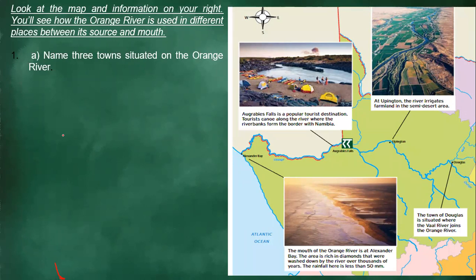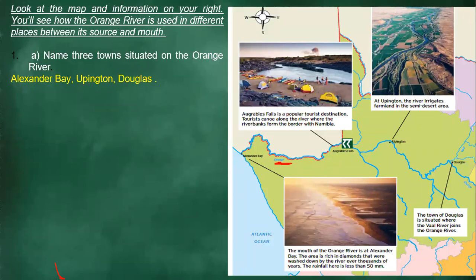Okay, let's see the correct answers. We have the 3 towns situated on the Orange River. As you can see, where I'm pointing, it's the Orange River. The blue lines, I told you that they portray what? A river. So this is the Orange River. We are going to go down with this river, and then we want to see the towns situated by the Orange River. Number 1, we have Alexander Bay. It is also a town situated by the Orange River.